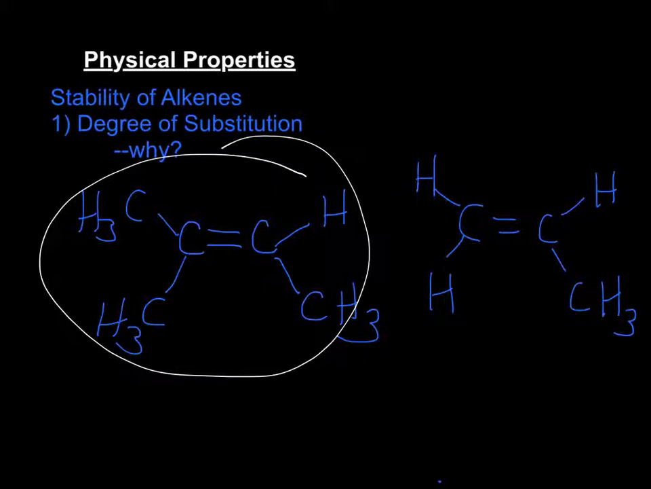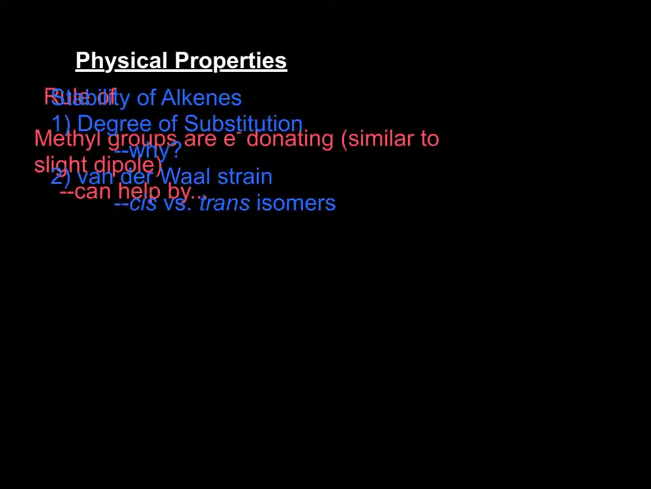And then the second major thing that's going to help with the stability is van der Waals strain. Here, that's because they're isomers. Now we're talking about the same degree of substitution, but it's called cis and trans. What does cis mean? Same. And then trans means it's on opposite sides.